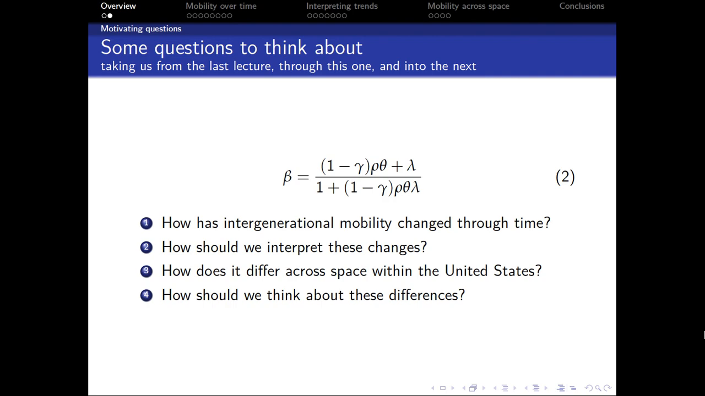But it still leaves open, really, how we should interpret any changes that we do observe, and also how we should interpret differences across space. So this multifaceted notion of causality makes us a bit cautious in just giving univariate interpretations to any trends we see or to any differences across space. I think we hinted at that last time, at least in some of the comments to some of the questions that were posted on the website.